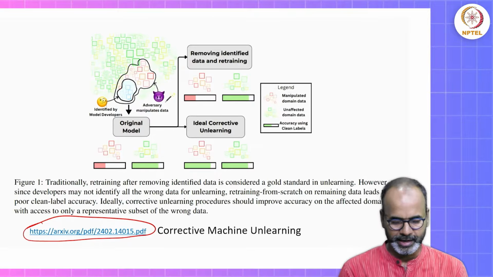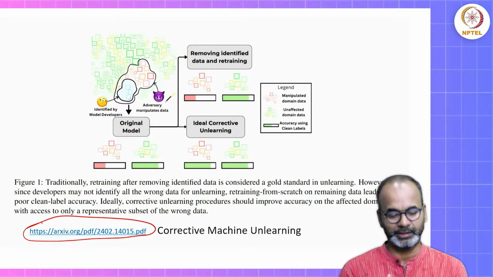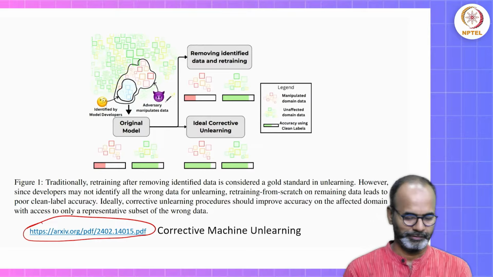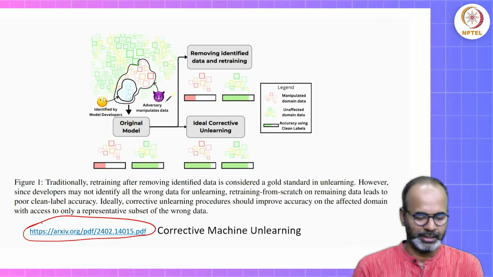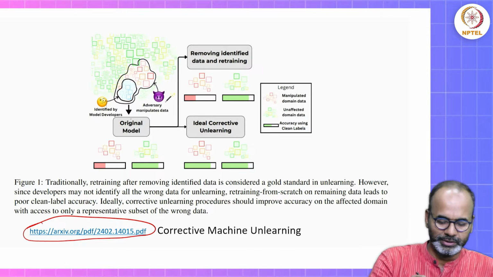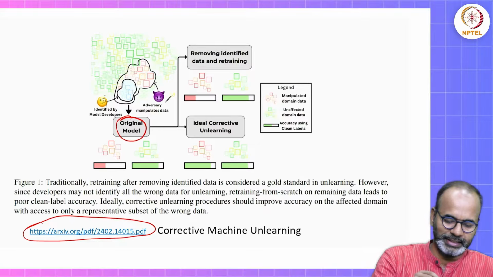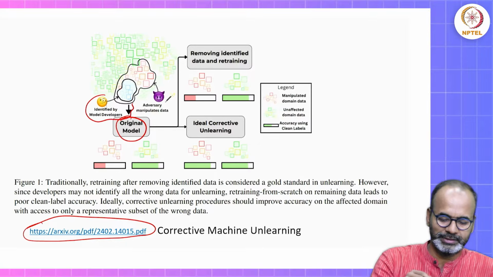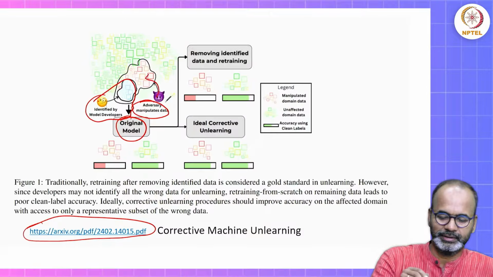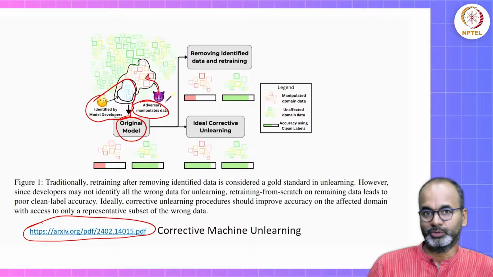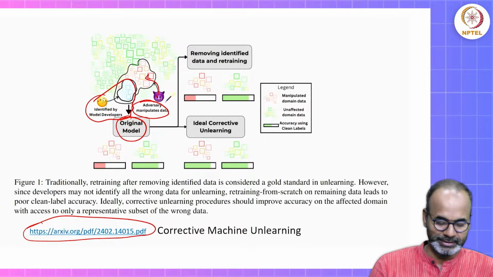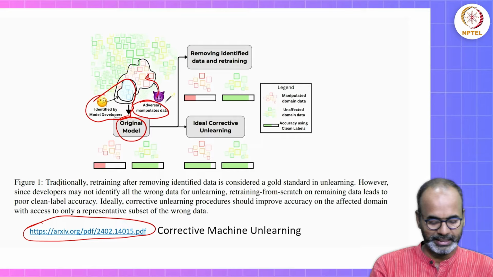So this is another idea called corrective machine unlearning. Here, if you look at this image, this is the original model. This is the data identified by model developers. And these are adversary-manipulated data, right? And what do we have to do? We have to actually unlearn this, right? So let's look at how to do that.